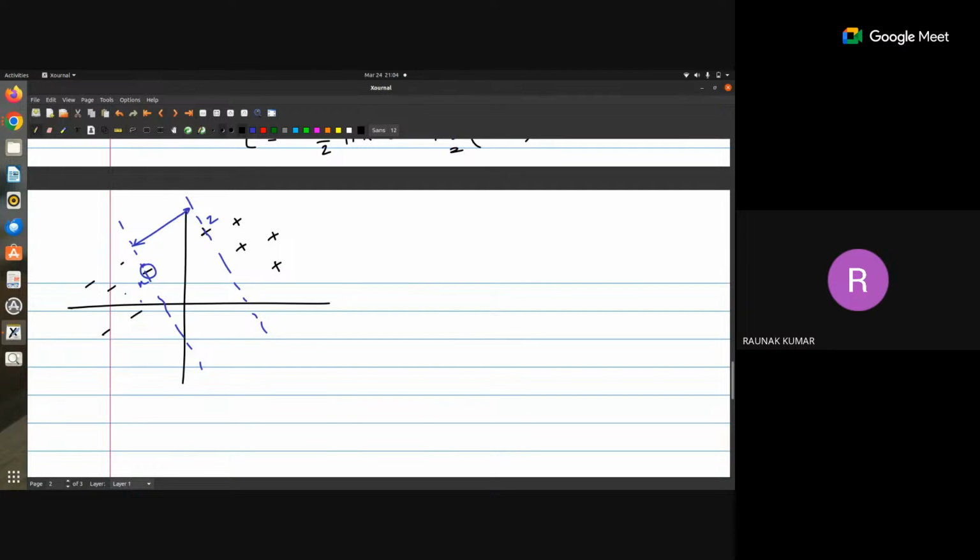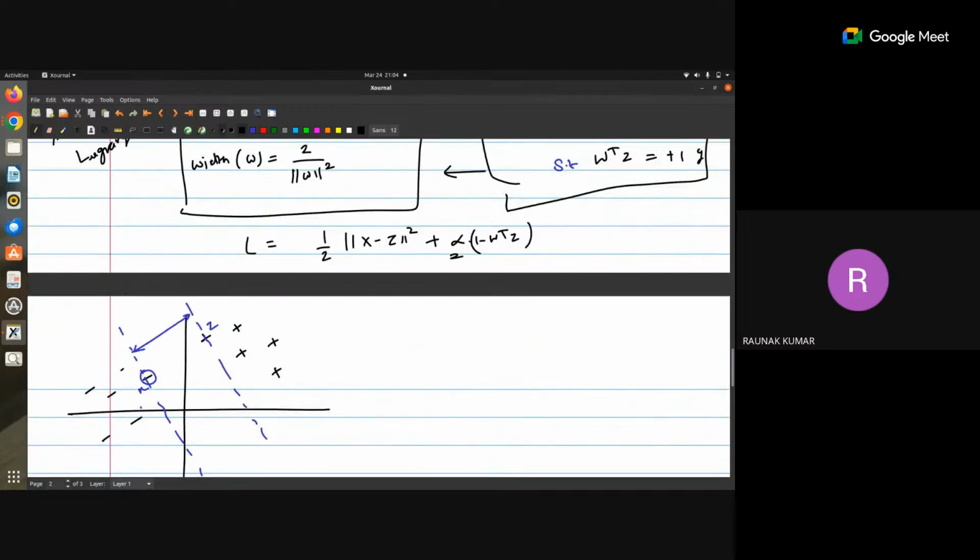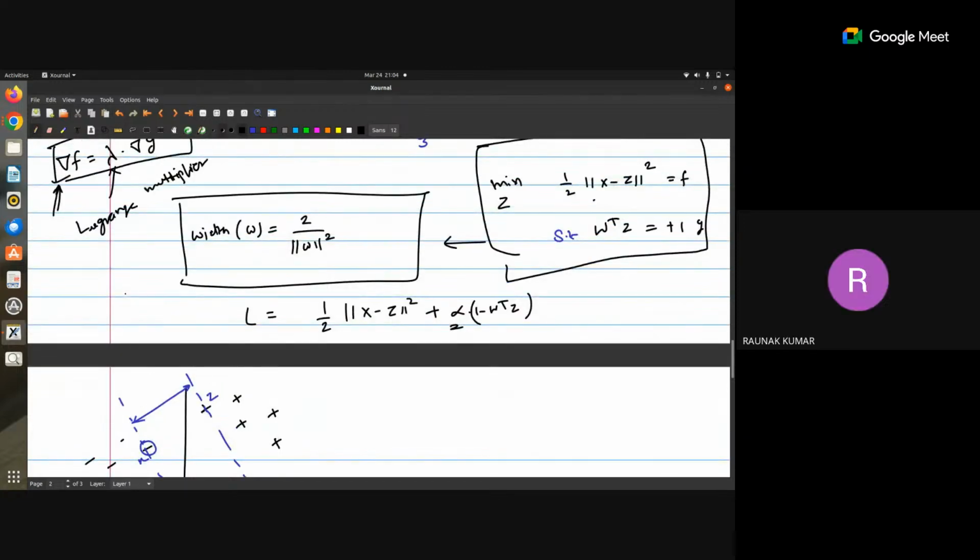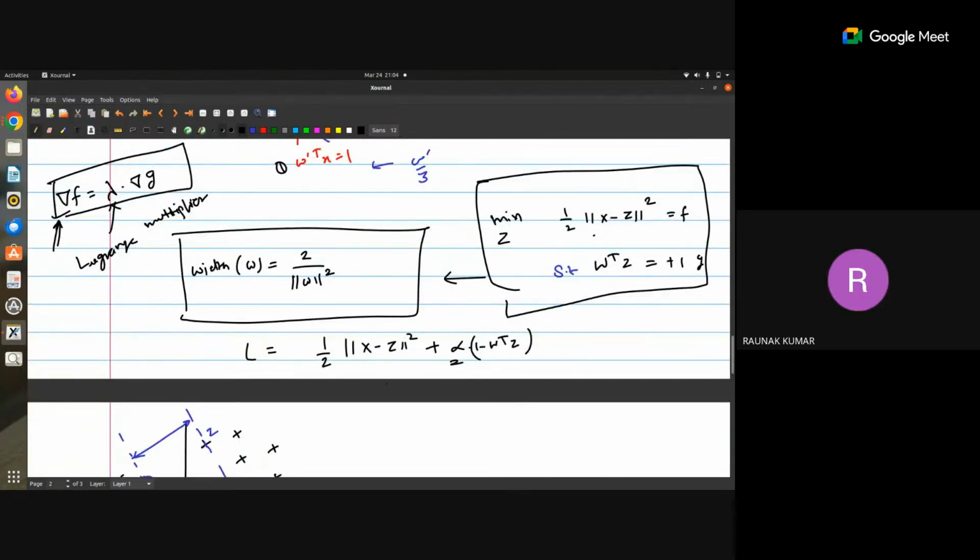Explain the Lagrangian equation. L equal to 1 by 2 norm of x f minus z. Generally, this is the Lagrange equation. There is not much to explain, it is the form of a Lagrangian function.